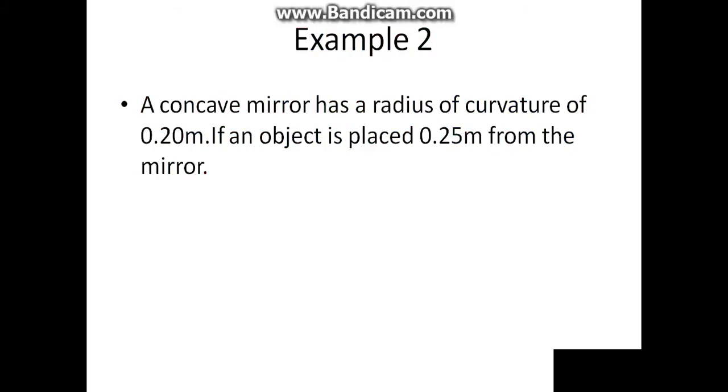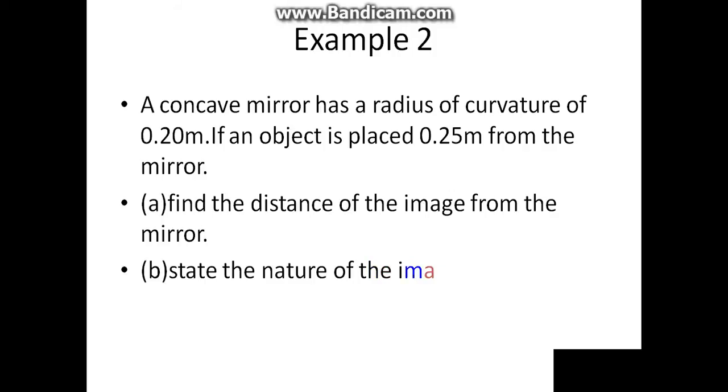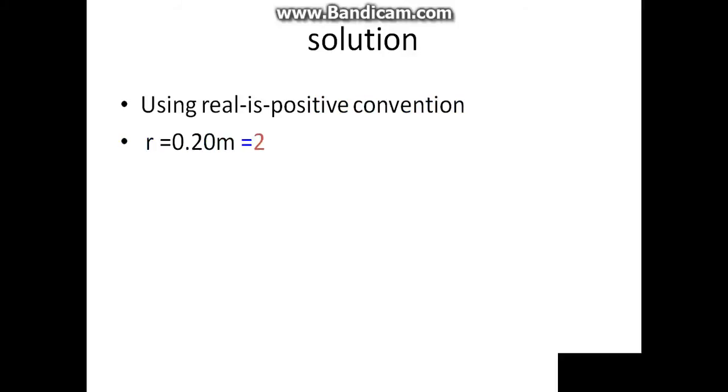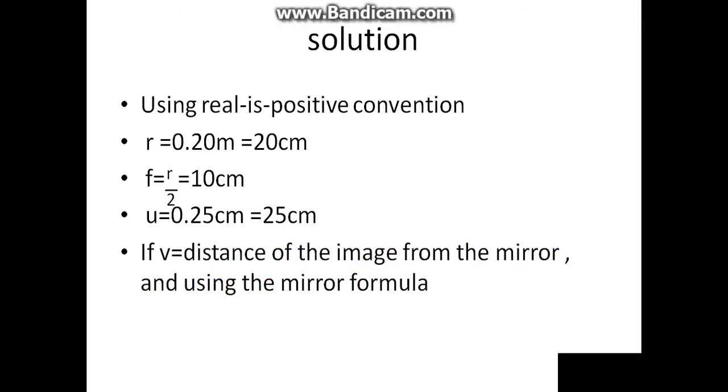Example 2. A concave mirror has a radius of curvature of 0.2 meter. If an object is placed 0.25 meter from the mirror, A. Find the distance of the image from the mirror. B. State the nature of the image. Solution. Using the real is positive convention, R is equal to 0.20 meters, which is equal to 20 cm. f is equal to R over 2, which is equal to 10 cm. u, the object distance, is equal to 0.25 meter, which is equal to 25 cm.